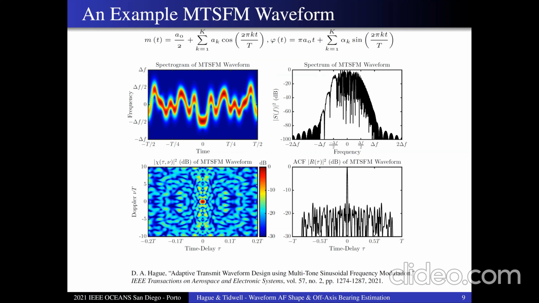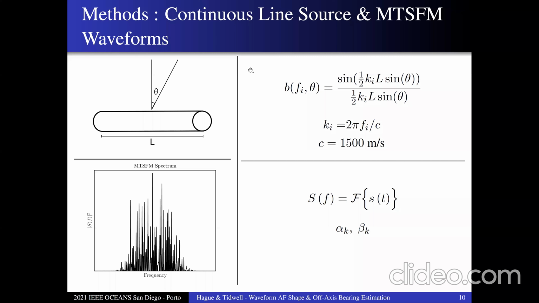We want to answer the question of whether the parameterization of this model has an impact on off-axis bearing estimation. So what we're going to do is employ the same sort of model that Matt had implemented earlier, except now we're going to look at the waveform spectrum of the multitone SFM and see what its impact is on the off-axis bearing estimation, for both the case where we're utilizing either even or odd symmetry in the waveform's modulation function.